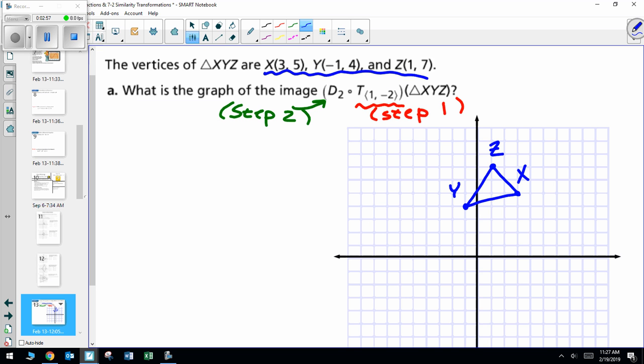Remember, it's like an x comma y where you're talking about your horizontal and then your vertical. So this means I'm moving it 1 to the right, and then negative 2 means I'm moving it down 2, right? So first step is I'm translating it to the right 1 and down 2. So that's every point. So y is going to be over 1, down 2. It's going to be there now. And then z is going to be to the right 1 and down 2. And then x, if it goes to the right 1 and down 2.